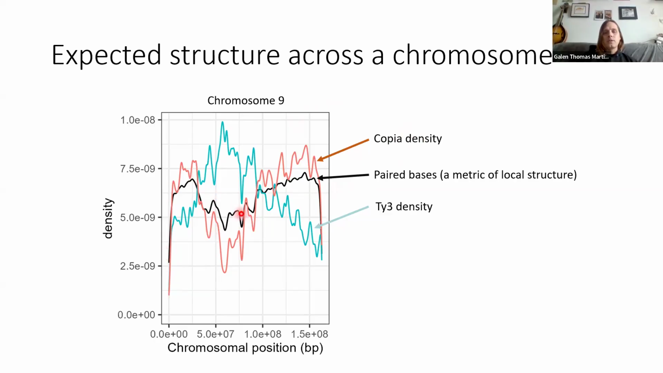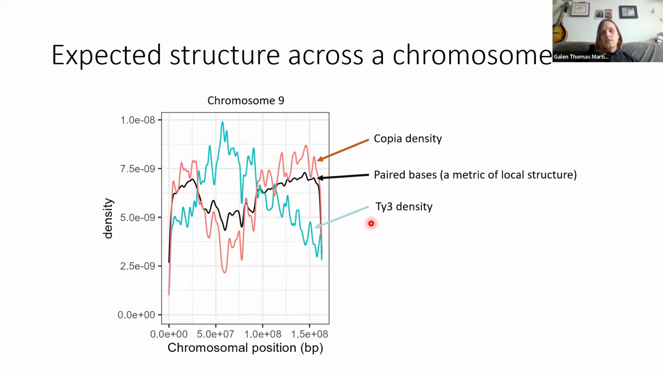This black line represents the density of paired bases, which is just a metric of local structure, and this was done in windows across the entire genome. What you find is that this landscape of structure essentially mimics the landscape of copia diversity across the genome. So really the entire structure of the genome is aligned with the density of these copia elements in the genome. Remember, these are these long terminal repeat elements that I was talking about at the very beginning of this talk. But what's interesting is that you find these copia elements in these chromosome arms where there's a lot of structure.